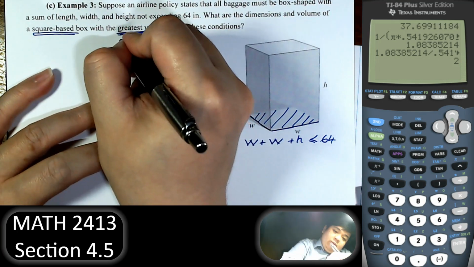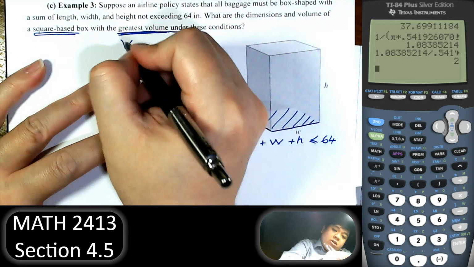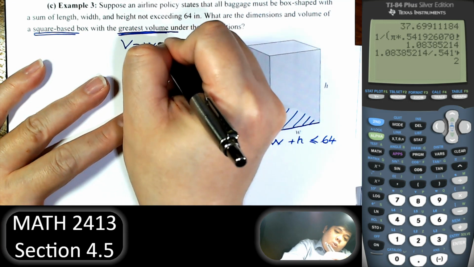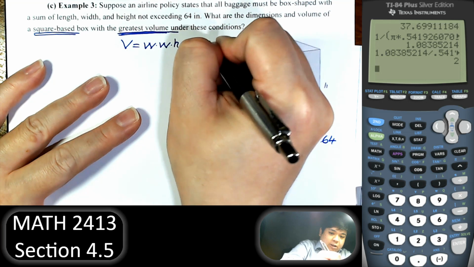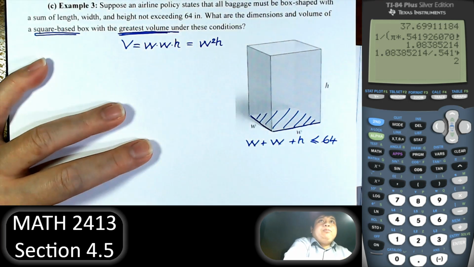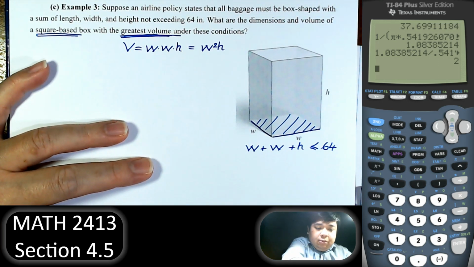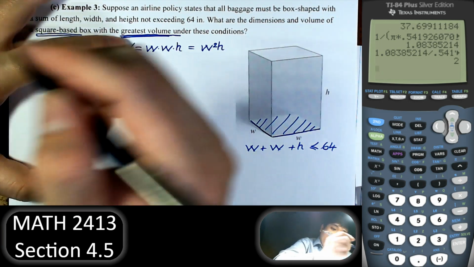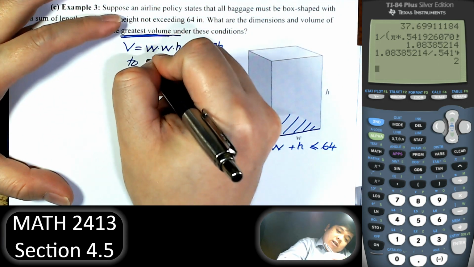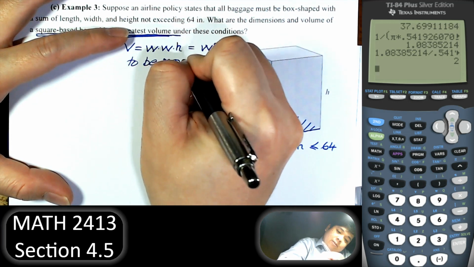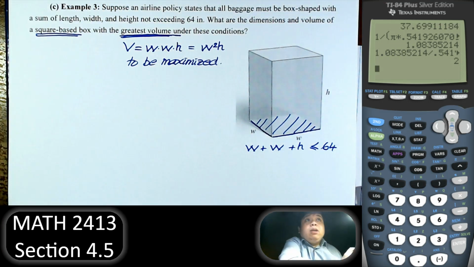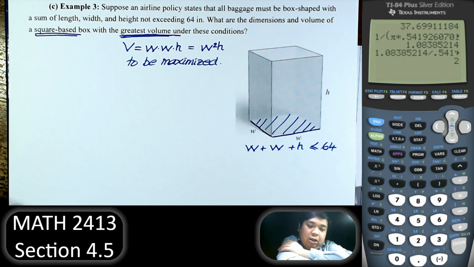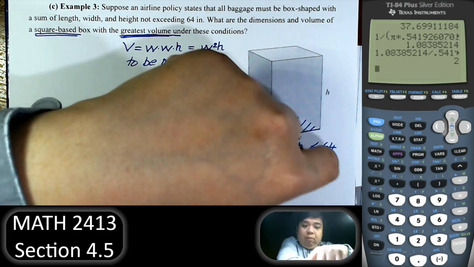And what are the dimensions of the square box with the greatest volume? Greatest volume. The volume is length times width times height. In this case, length and width the same times height. So W squared times H. And we try to maximize this, so this is the function to be maximized. Right. And this is the constraint. We don't want the box to be any bigger than this.